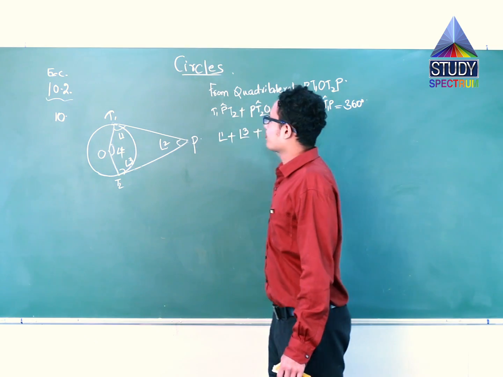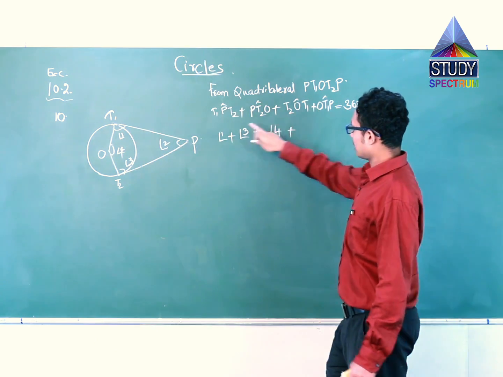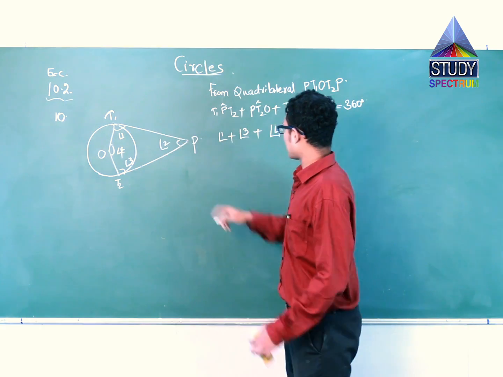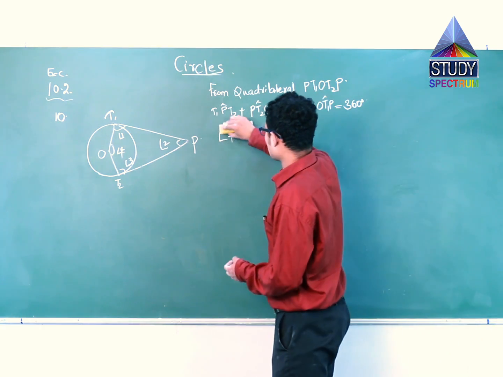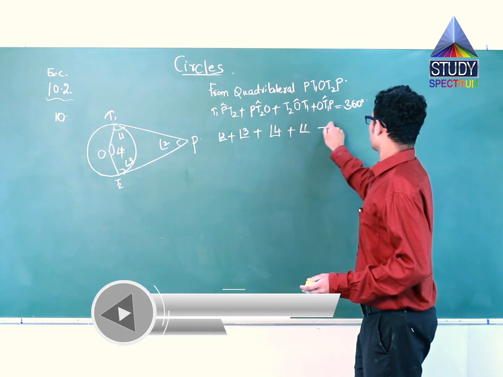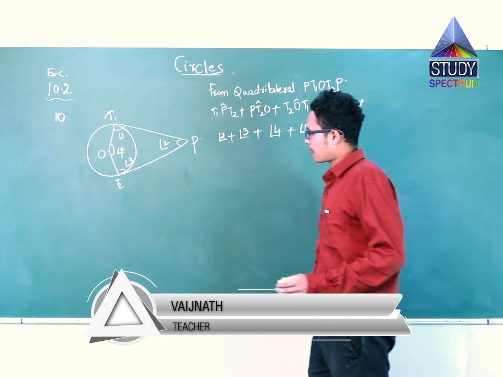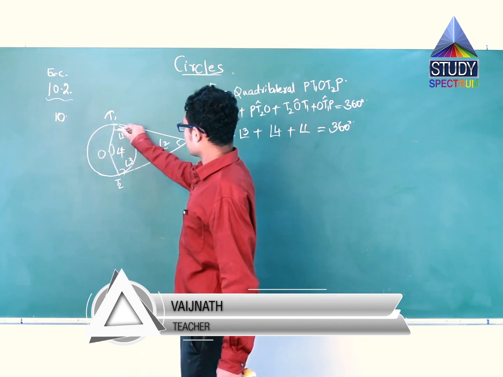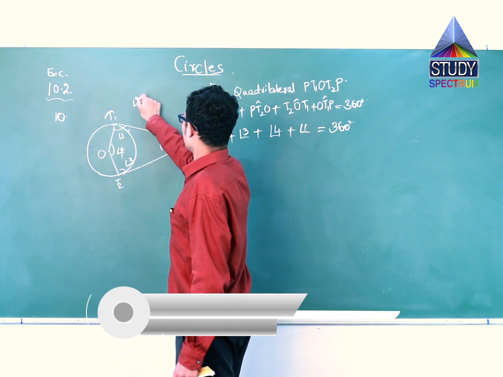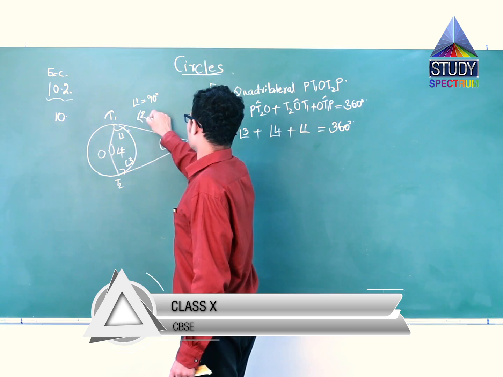O T1 P is angle 2, so this is angle 2 and that is angle 1. This is equal to 360 degrees. Now this angle is 90 degrees. Angle 1 is equal to 90 degrees and also angle 2 is 90 degrees.